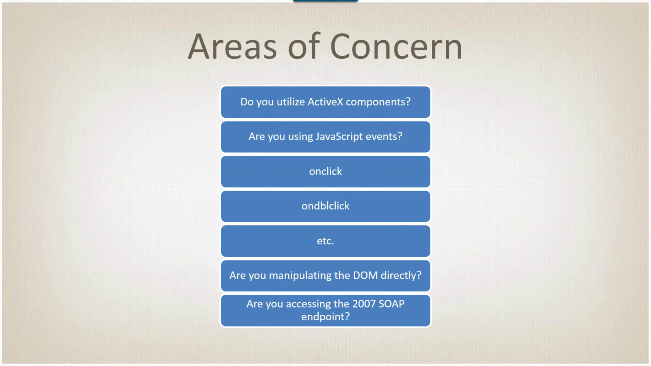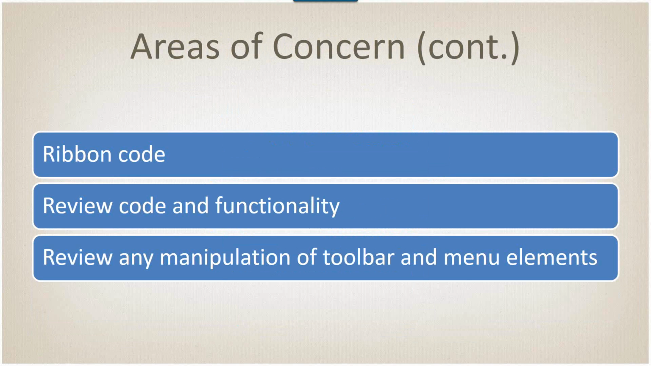Other areas of concern are: do we have any ActiveX components? Are we tying into JavaScript on events like on click, on double click, etc.? Are we manipulating stuff in the DOM directly? Any 2007 SOAP endpoints, like I mentioned. Do we have any ribbon code? Do we need to review the functionality of everything we're doing? Do we have any manipulation of toolbar and menu items?